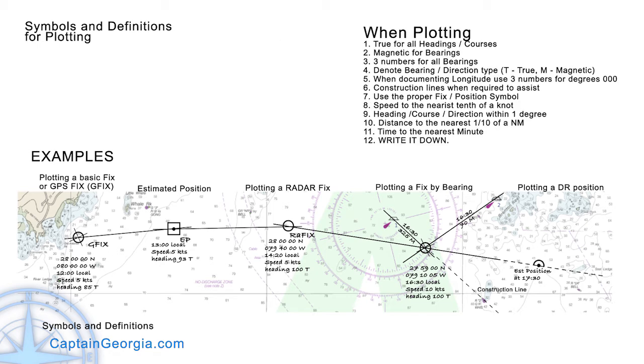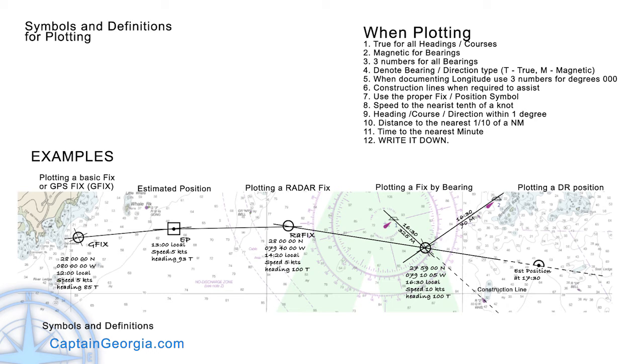So remember, when plotting, true for all heading and courses, magnetic for bearings, 3 numbers for bearings because it goes from 0 to 360. Denote bearings and direction type, true or magnetic, so put a T or an M next to those. When documenting longitude, use 3 numbers for degrees, 000, because longitude goes from 000 to 180, east or west. Use latitude lines with 2 because we go from 00 to 90 north or south. Construction lines when required to assist in developing a course. Use the proper fix and position symbols.